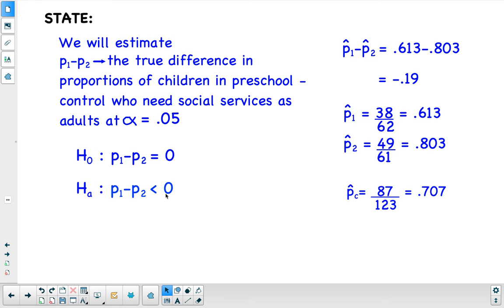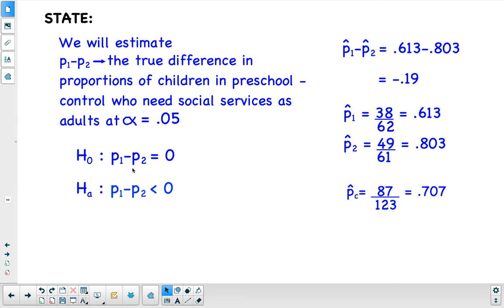So in our state, remember to define your parameter and state your significance level and show your hypotheses. We will estimate P1 minus P2, the true difference in proportions of children in preschool minus the control who need social services as adults at the alpha equals 0.05 level. And make sure you're clear which one of these is the proportion in preschool, so that's P1, and then P2 is the control. If you want, you can even do P sub school, P sub control if you want to write it out in words instead of using 1 and 2, if that's clearer.